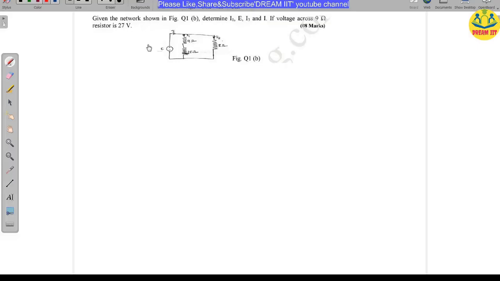See the next problem here. In this problem it is given E. I think it is not given clearly. So here I1 is there, just writing for clarity purpose. Here I3 is there, and the question is asking what is I1, E, I3 and what is I. These are the questions it is asking, and the voltage across the 9 ohms resistor is given as 27 volts. So from this data we have to do this problem.